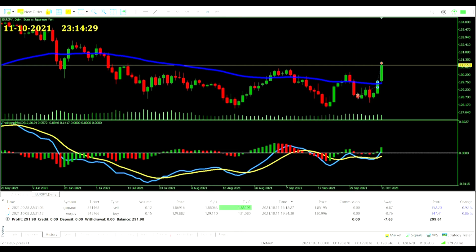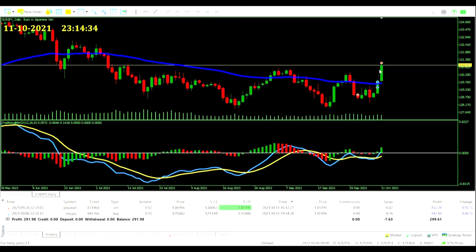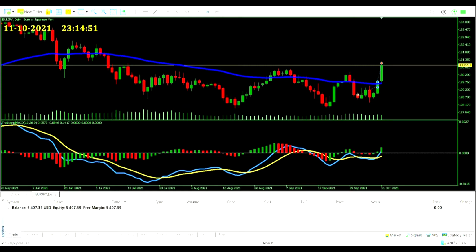And then the euro yen, it's triggered as well, the take profit. We were in that bad sell trade right there. Stop loss got triggered. But hey, we've made that money back and more. $147.41, less a 76-cent swap. Very nice on both fronts. And now that means we've got no active trades open.